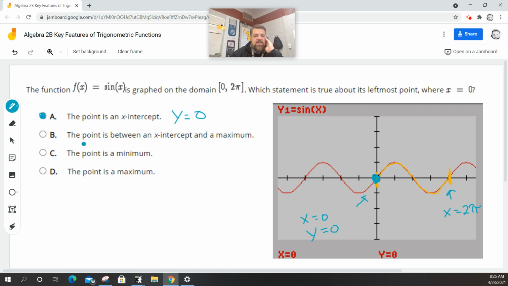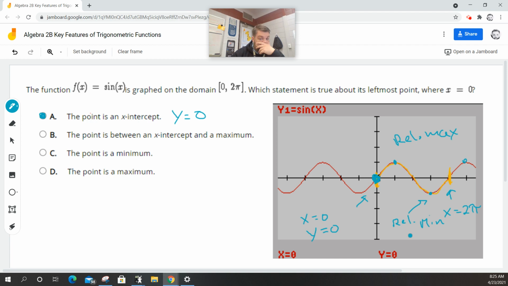Let's read the other stuff. The point is between the x-intercept and the maximum. So these are what we call relative maxes. So this is a relative max. The valleys are called a relative min. We use the word relative because actually you could say absolute, but there's more than one.